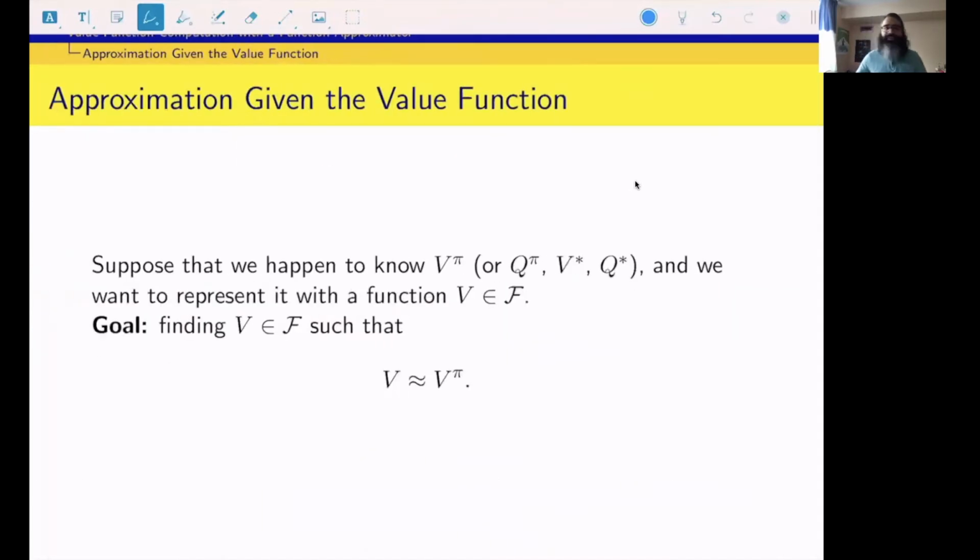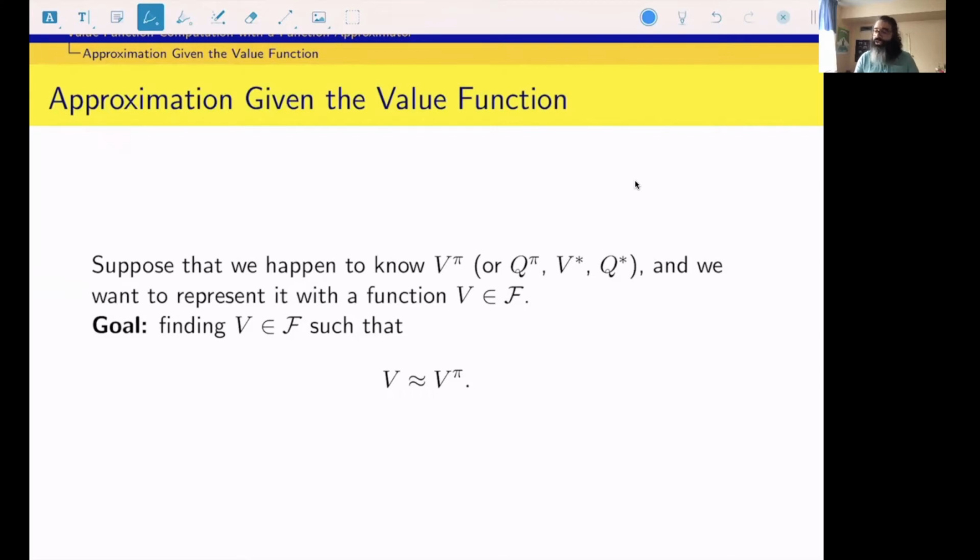Okay, so the first approach. Now we know about the norms, let's talk about how we can find a value function within some function space F. So your function space might be a neural network, it might be a piecewise constant function, it might be decision trees or anything. Here I want to abstract away from the specifics of the function space for now and talk about the general principles. Later I'm going to talk about some specific examples.